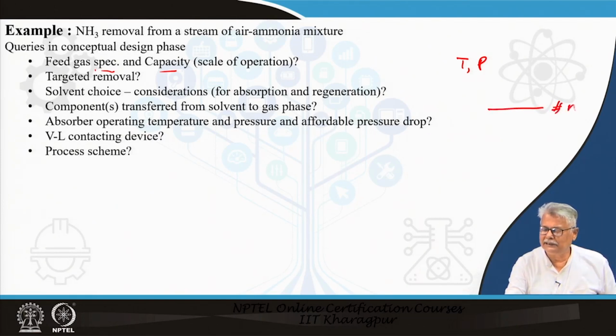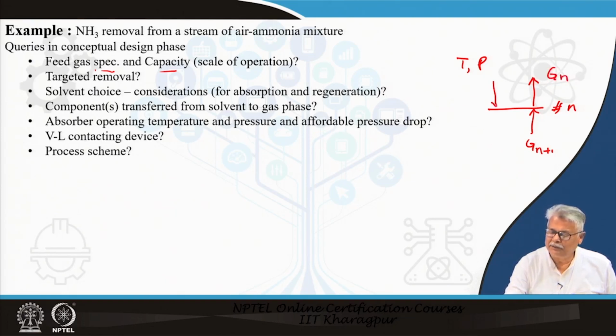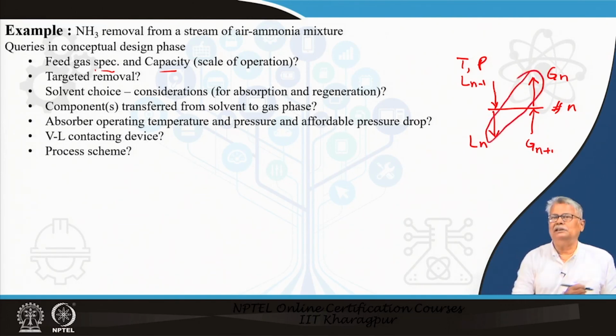say this is the nth stage, and we have a gas approaching it and the gas going out, this is n plus 1 and it is G n, which is the leaving gas, and I have a liquid which falls from the upper tray or upper stage, which is L n minus 1, and this stream which is going out is L n. What is warranted is, in an ideal tray, these two compositions will be in equilibrium.